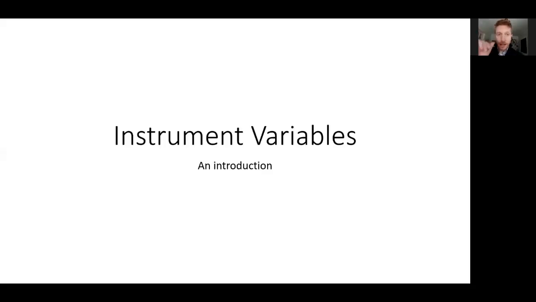And this is how we are going to introduce the topic of instrument variables, which is the main idea and the main purpose of today's lecture. So we're going to be introducing the approach of two-stage least squares as a method for talking about instrument variables.